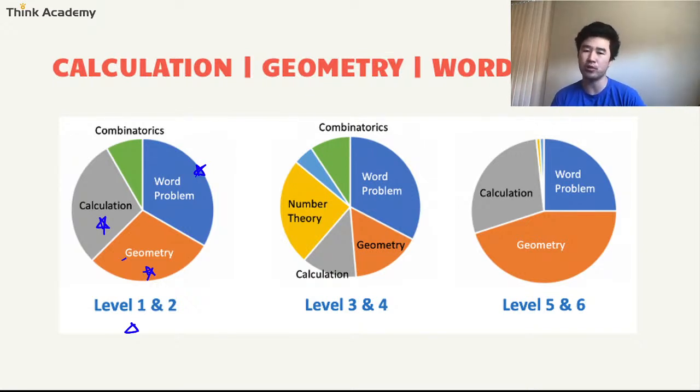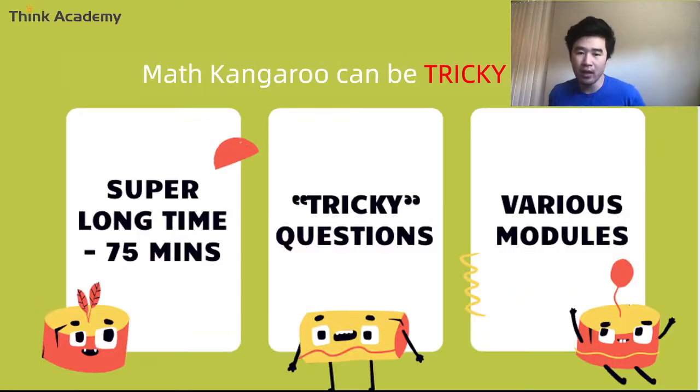Let's see how we are going to solve all those problems. So we see for Math Kangaroo, all the problems can be categorized basically in those modules. Math Kangaroo actually can be very, very tricky. So for example, for the calculation problem, we are not just going to simply add a number. 3 plus 5 is not going to happen in the test. However, on the test, the problem is going to be really tricky.